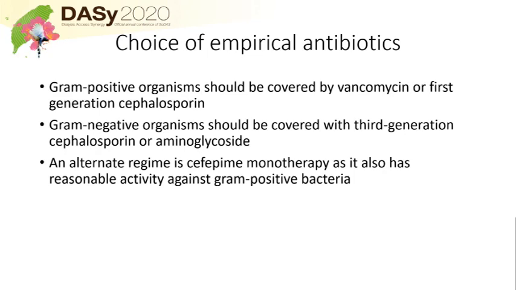For gram-negative organisms, they should be covered with third-generation cephalosporin or aminoglycoside. However, we have to bear in mind that extensive use of aminoglycoside may cause emergence of resistant microorganisms. So the local center should monitor the resistance pattern regularly and adjust the empirical antibiotics accordingly. An alternate regimen is cefepime monotherapy, as it can cover both gram-positive and gram-negative organisms.